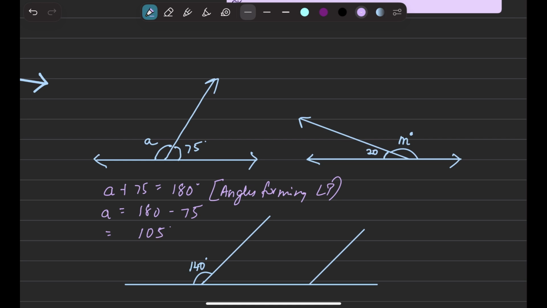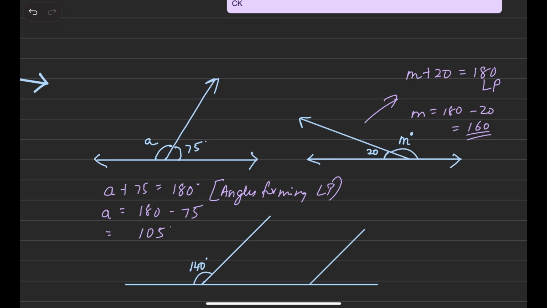So, how do we write it? I'll write it over here. Angle M plus 20 degrees is 180 degrees. Reason, linear pair. M is equal to 180 minus 20, which is 160 degrees. So how did we find out the measurement of this angle? This much is 160 degrees because it is 180 minus 20.